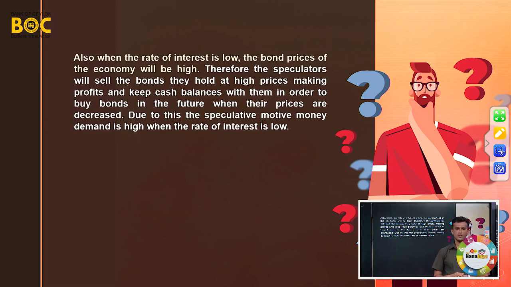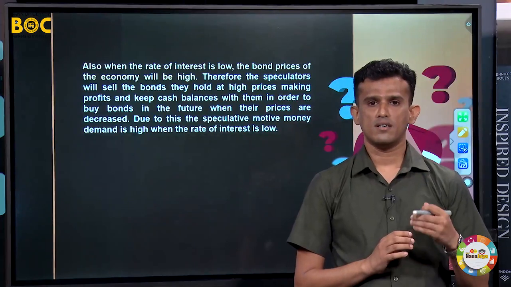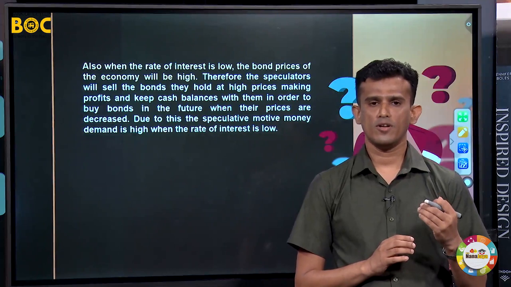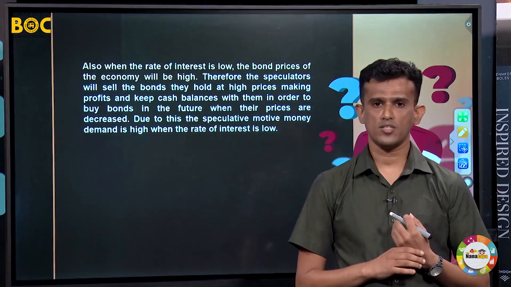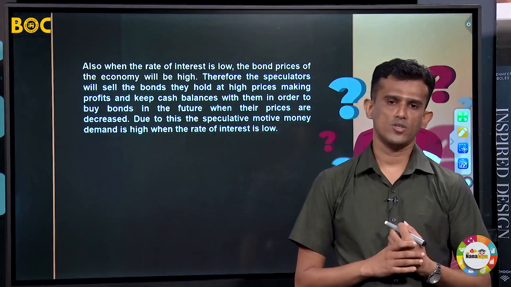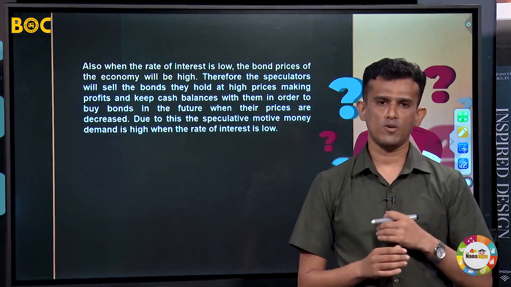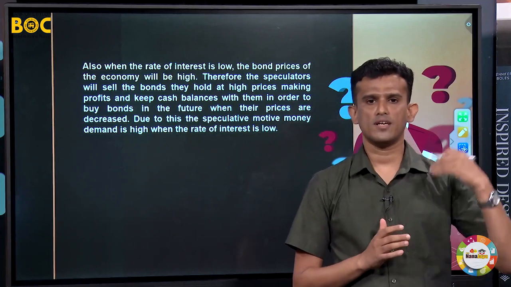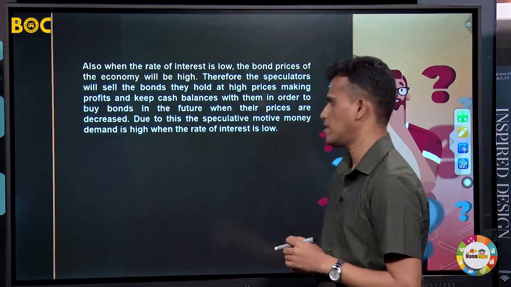Right? So here in one section you need to explain how there can be a higher speculative motive money demand when the rate of interest is low. And in another section, you should explain why the speculative motive money demand is low when the rate of interest is high. Right.